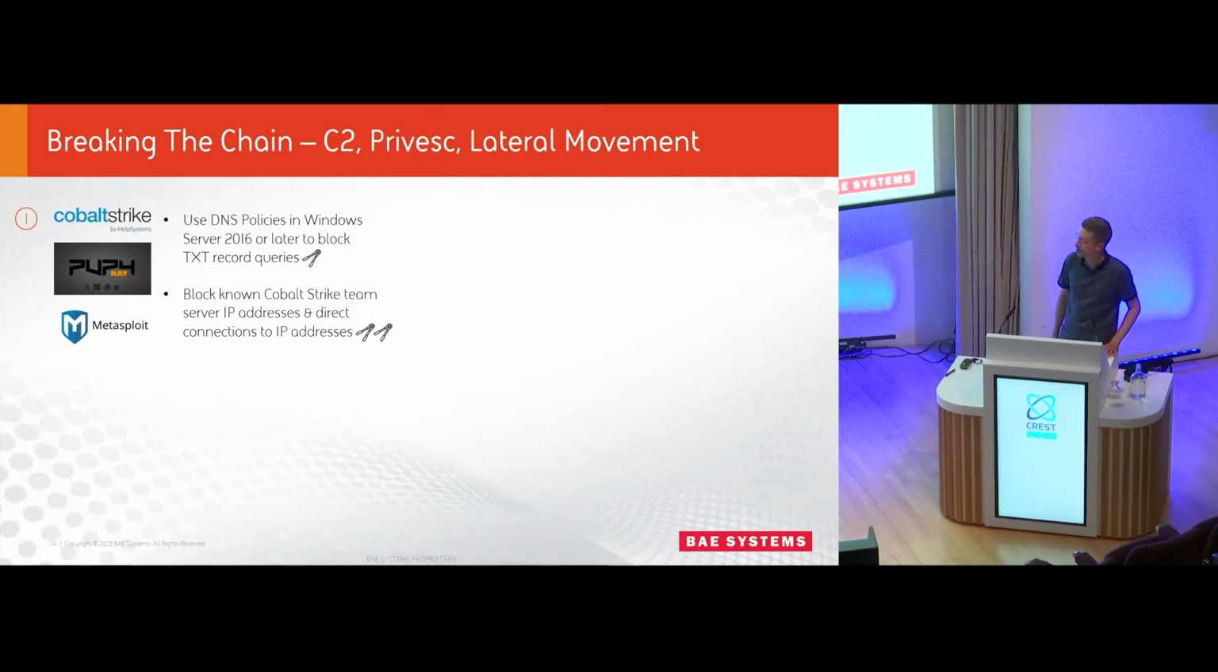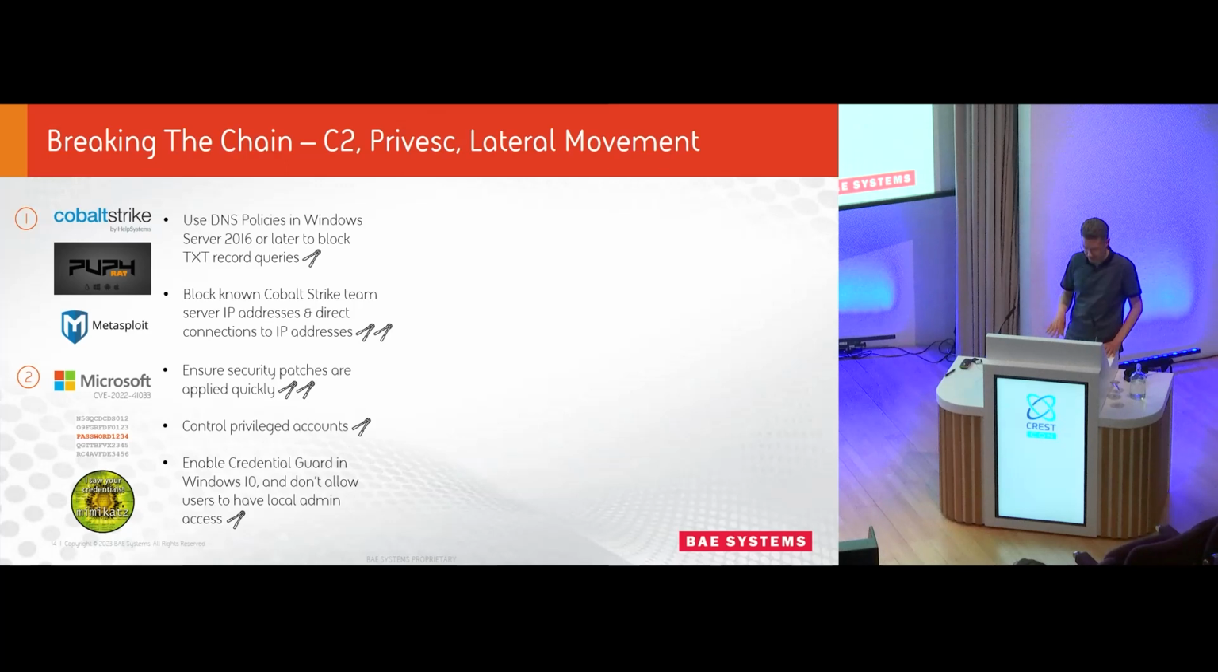Block known Cobalt Strike team server IP addresses and any other sort of command and control tools that you can find IP addresses and domain names for. A lot of threat intelligence feeds will have these in them. Whatever command and control servers are visible on the internet will hopefully be in those feeds, and if you're able to get them into your security tooling, you can block those connections.